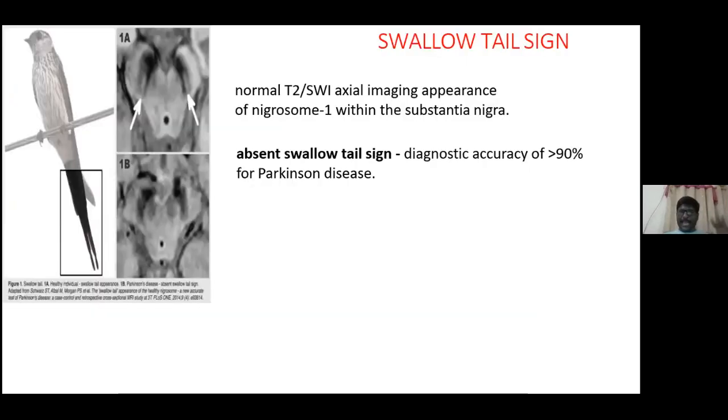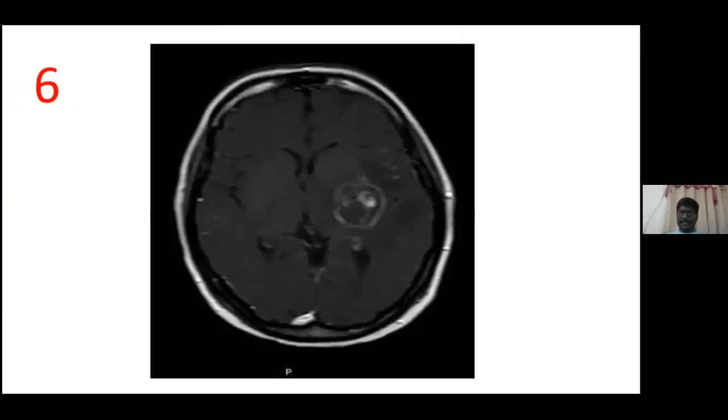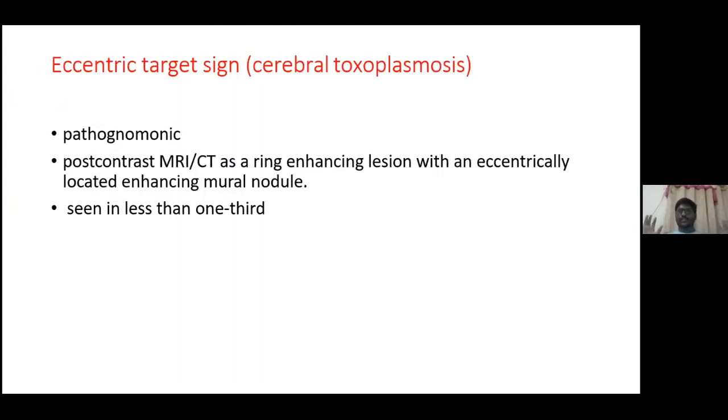Okay, this absent swallowtail sign is characteristic of Parkinson's. It has almost diagnostic accuracy of more than 90%. Okay, again this ring enhancing lesion with eccentric nodule, again, is classic of cerebral toxoplasmosis.